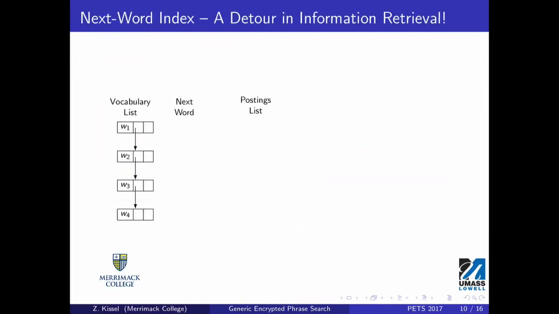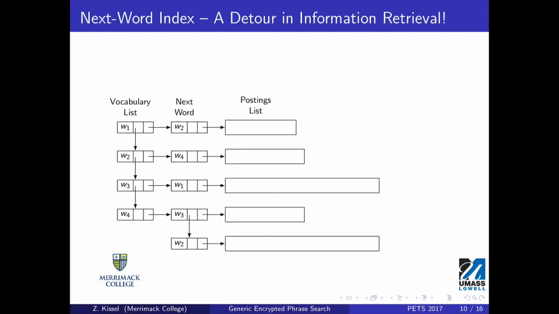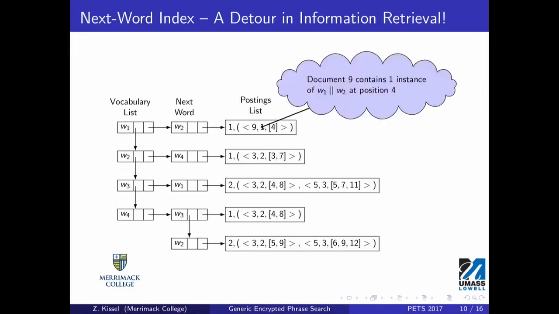Now, to do phrases, we look at a data structure for information retrieval, which is called a next word index. This next word index takes a vocab list as a linked list and stores a pointer to another linked list that matches the next words that could follow. And off each next word is what's called a posting list. The posting list starts with the number of documents that match, followed by the document identifiers, the number of entries within the document that match, and their locations. Okay? So document 9 contains one instance of W1, W2 at position 4.